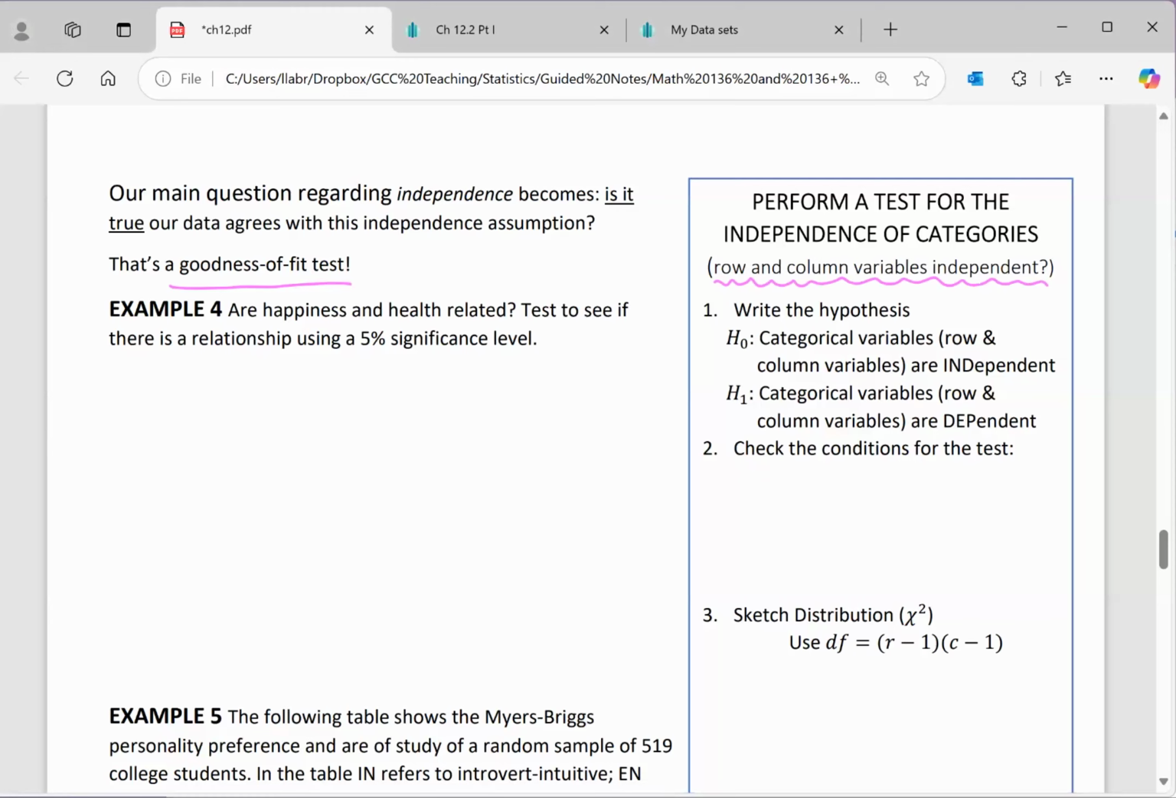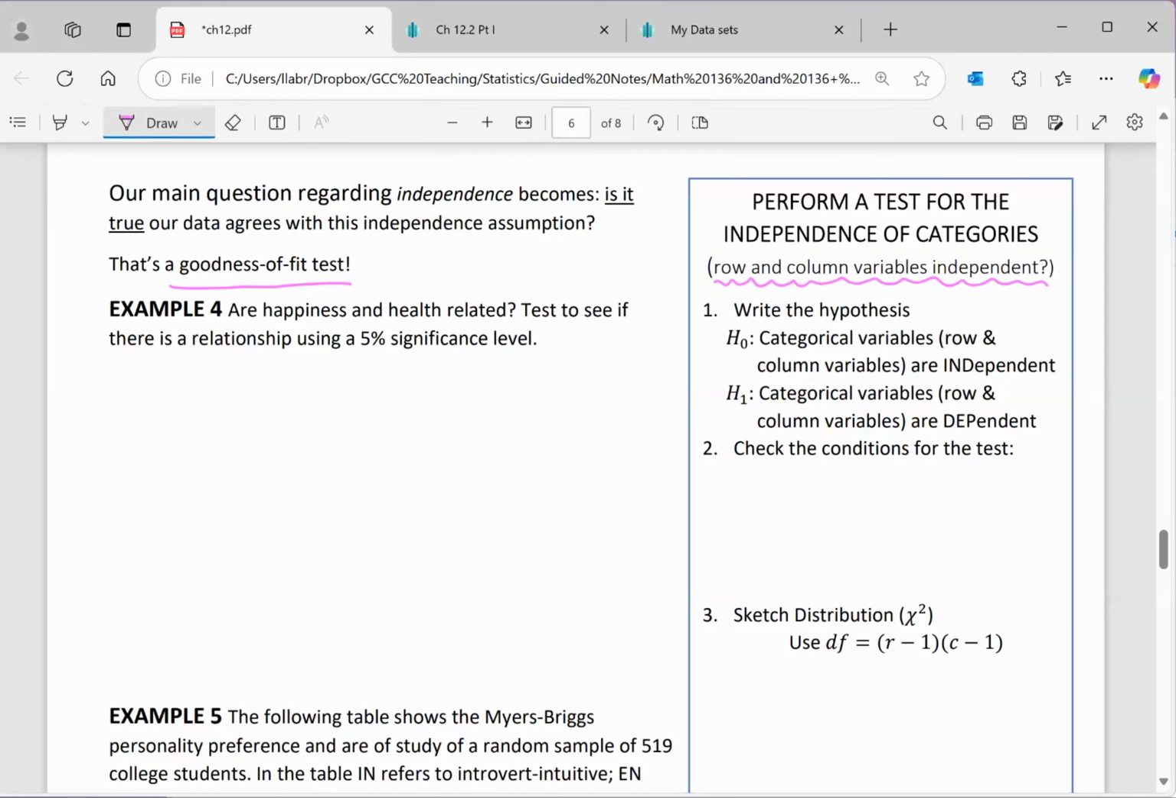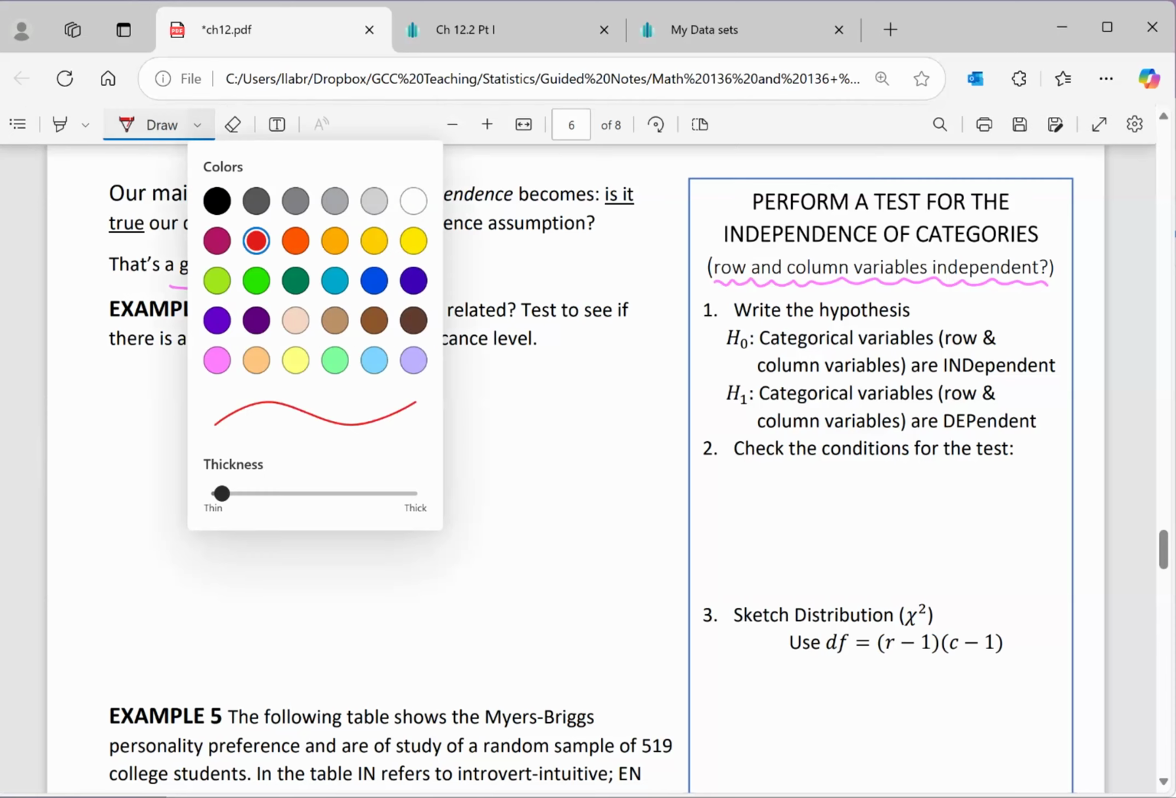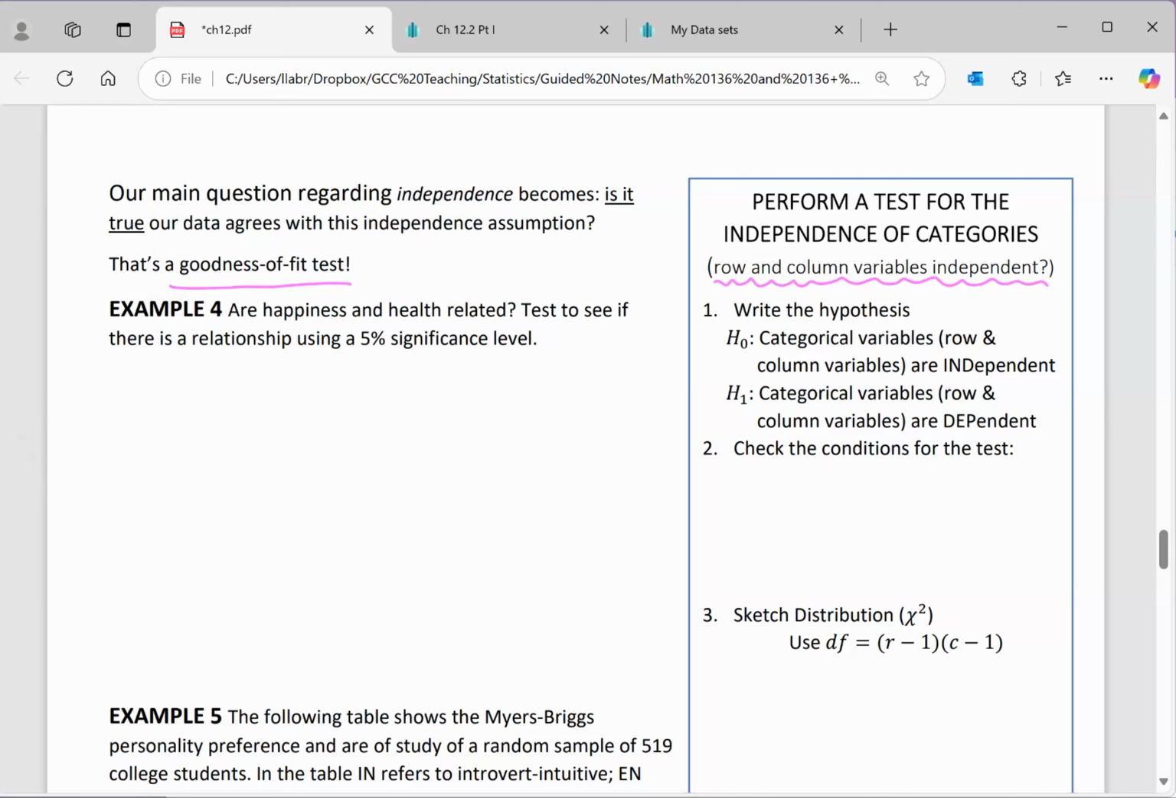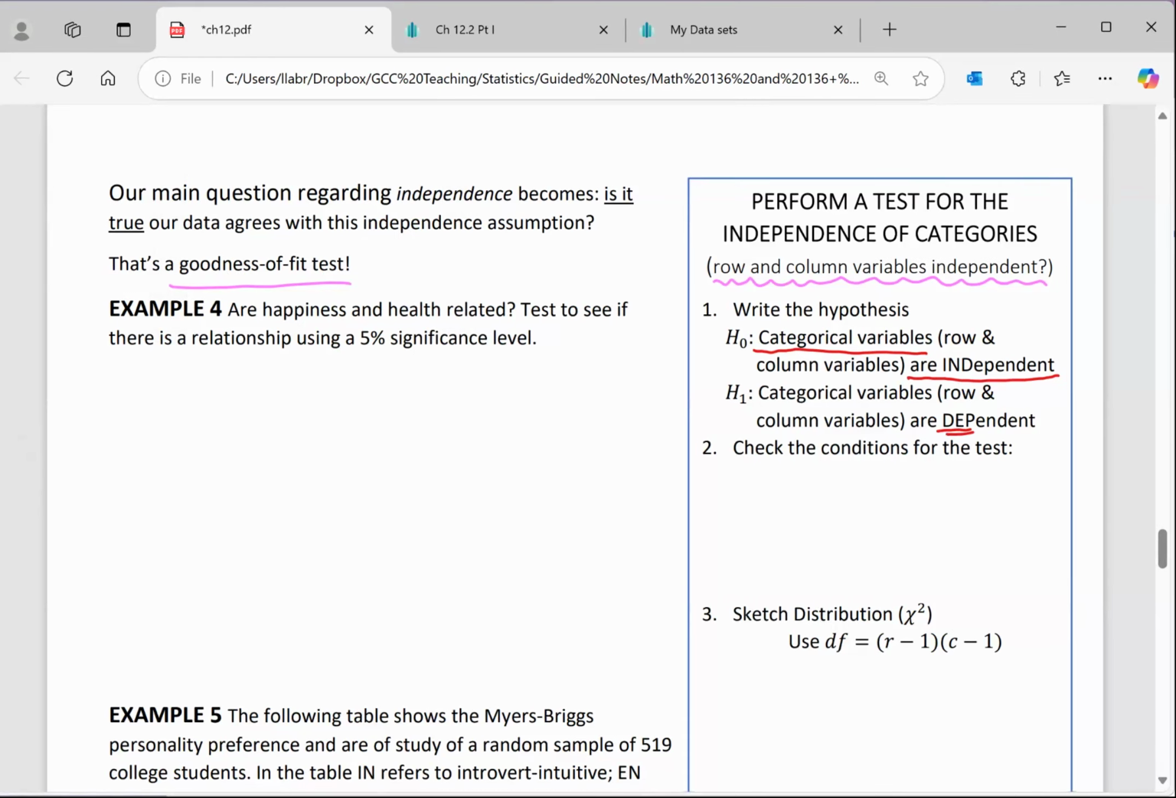So we're always going to go ahead and write the hypothesis. Remember that when we found the expected counts, we assumed that the categories, the rows and the columns, were actually independent. So that's going to remain your null hypothesis, that the rows and the columns, in other words, your categorical variables, are actually independent. The alternative is that they are not independent, so therefore they are dependent.